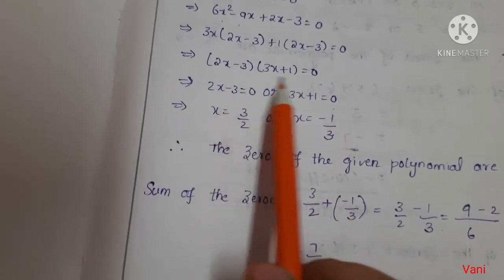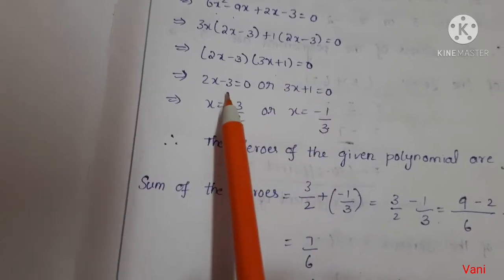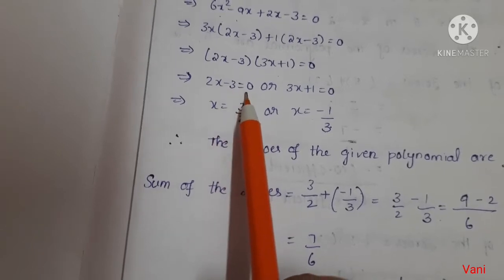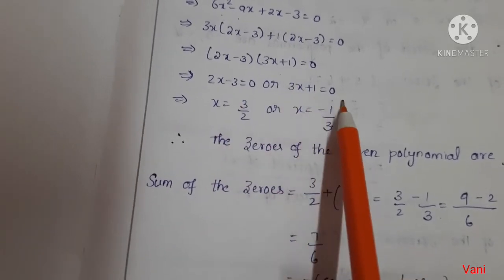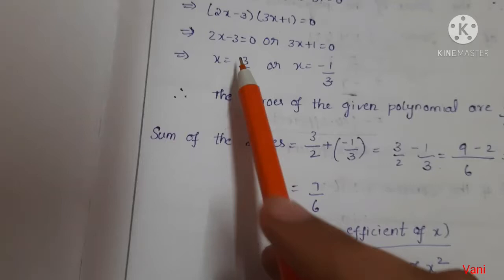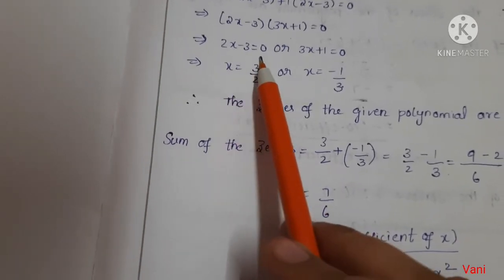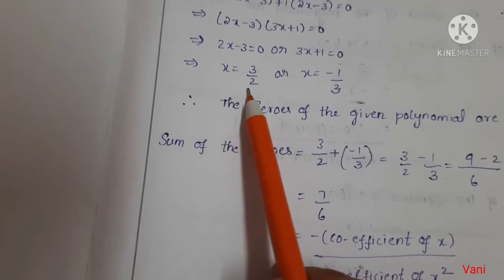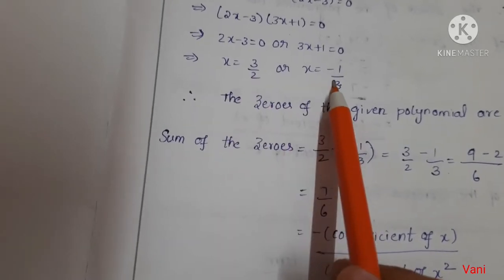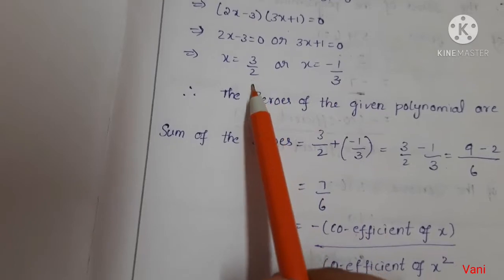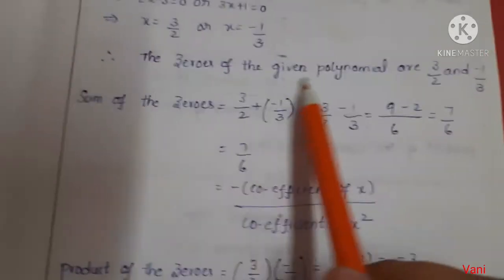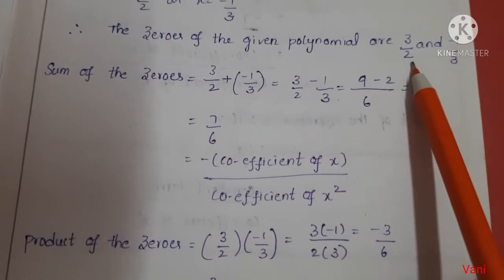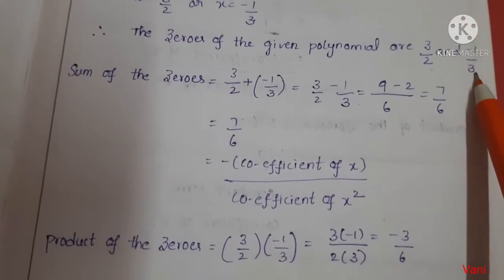The product of two factors is equal to 0, which means any one of the factors should be equal to 0. So 2x minus 3 is equal to 0 or 3x plus 1 is equal to 0. Now solve for the x value. Minus 3 sent to the right-hand side becomes plus 3, and the 2 goes below, so x is 3 by 2. Similarly you will get x as minus 1 by 3. These x values are nothing but the zeros of the polynomial. So the zeros of the given polynomial are 3 by 2 and minus 1 by 3.